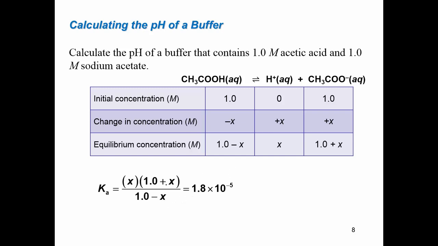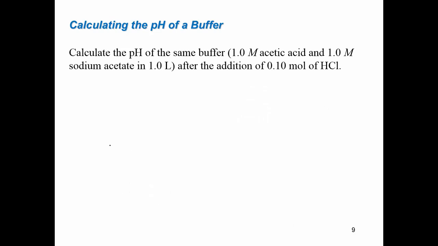Now, because the initial concentrations are more than 1,000 times greater than my Ka, I can simplify this. So I will, and then we can solve for X, and X is equal to the concentration of the hydrogen ion, which in this case is also equal to the value of the Ka. So the pH is equal to the pKa here, 4.74. We'll get to pKa in a minute, don't worry about that yet.